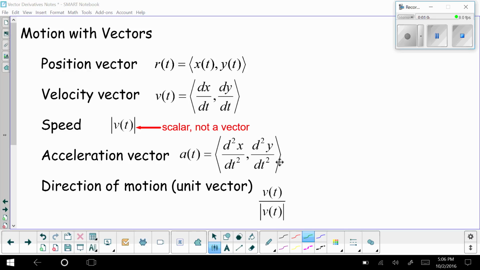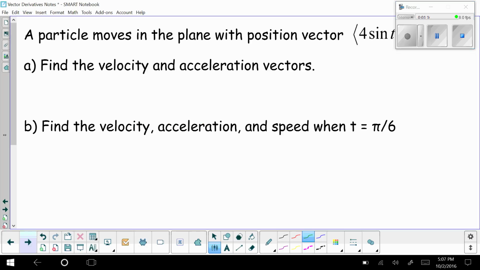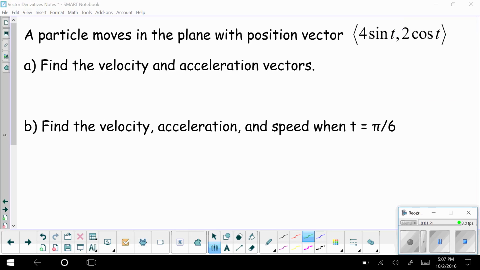And then if you need a unit vector, all you're doing is taking the velocity vector and dividing by the speed, because you are allowed to divide component form by a scalar. So as an example here, let's say we have a position vector of 4 sine of t, 2 cosine of t.